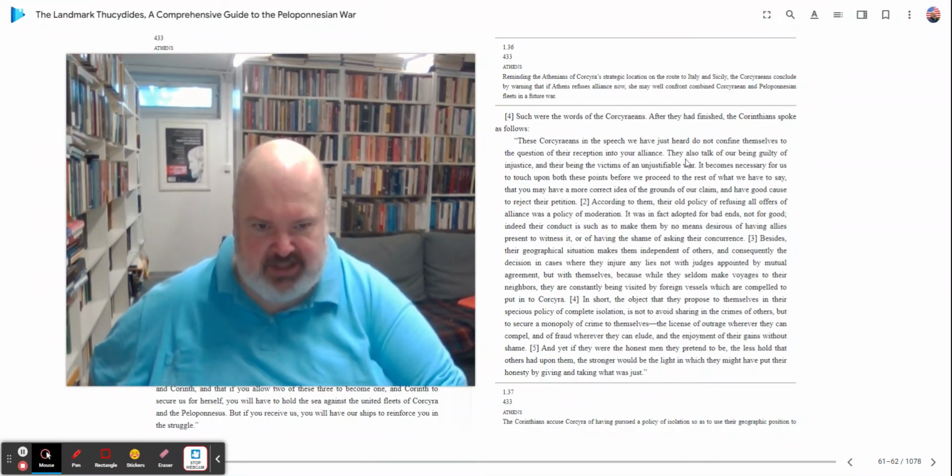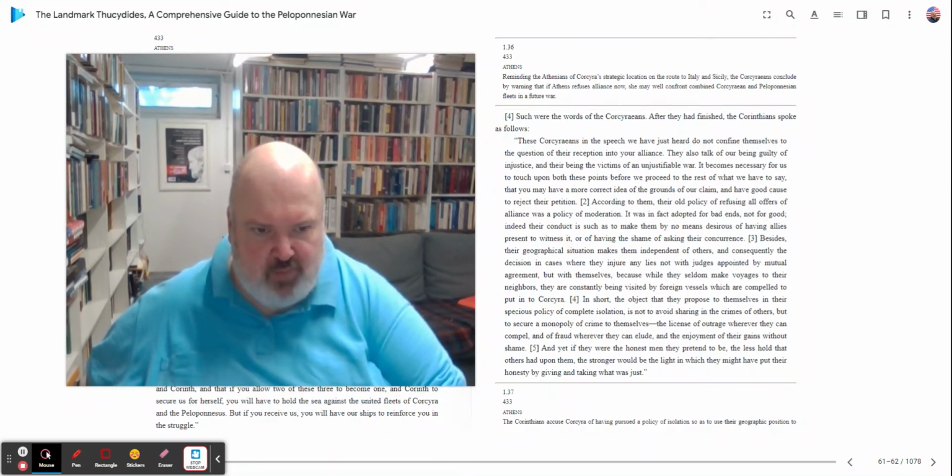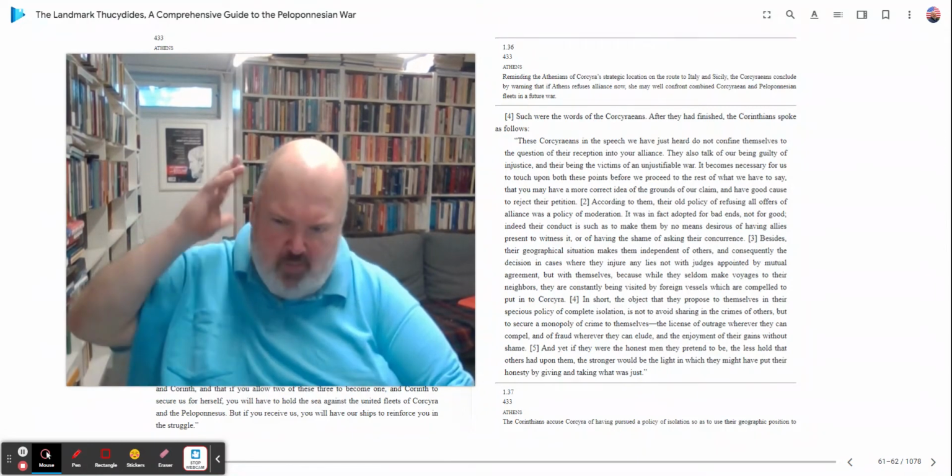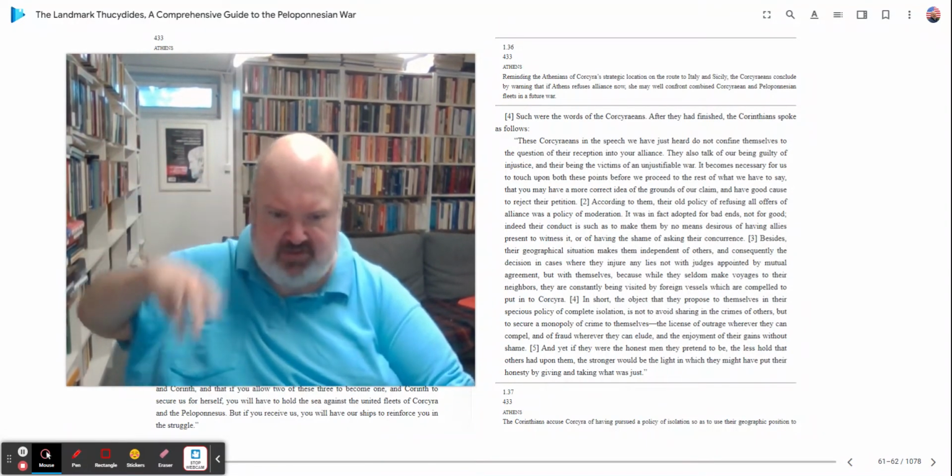These Corcyraeans, in the speech we have just heard, do not confine themselves to the question of the reception of their alliance. They also talk about our being guilty of injustice and their being the victims of an unjustified war. It becomes necessary for us to touch upon these points before we proceed to the rest of what we have to say, that you may have a more correct idea of the grounds of our claim, and good cause to reject their position. In other words, they are accusing us of injustice and things like this. We are going to address that question.